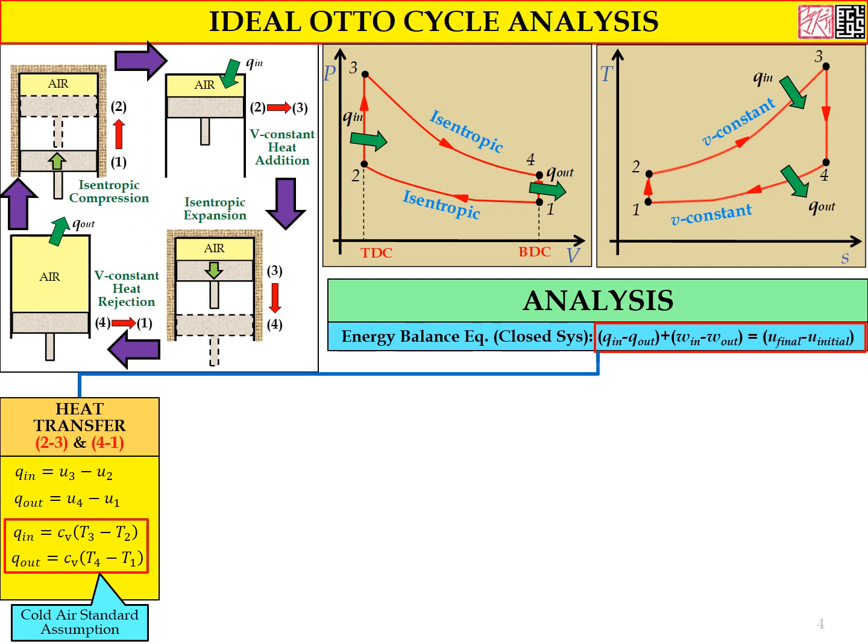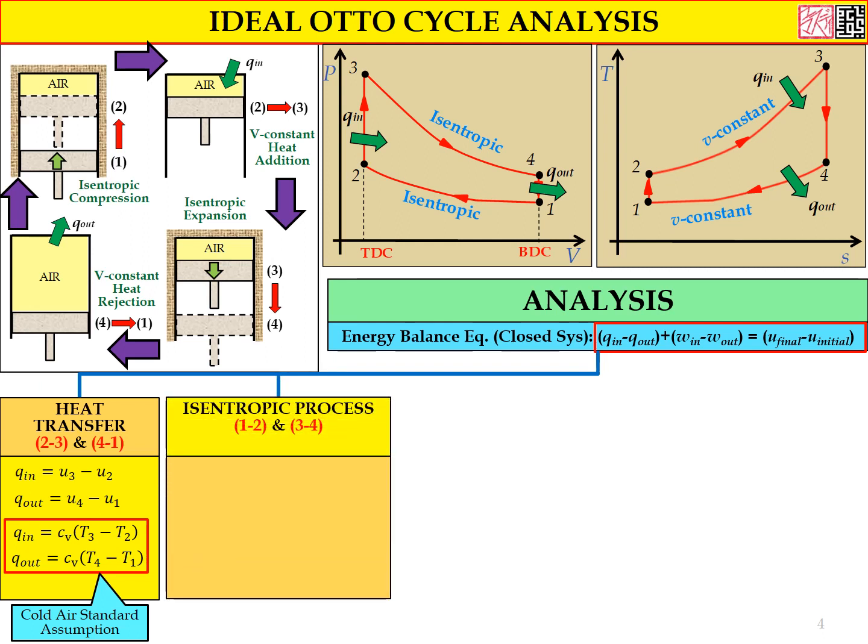And for Q out, we also just replace U4 with T4 and U1 with T1, and we add the term for CV. Okay, so Q in equals CV multiplied by T3 minus T2, and Q out equals CV multiplied by T4 minus T1. So the last two equations are just for the second case, which refers to the cold air standard assumption, or the case where the specific heat is constant with temperature.